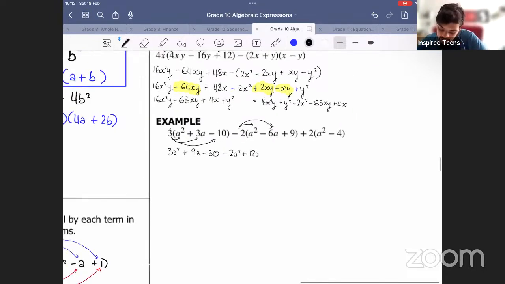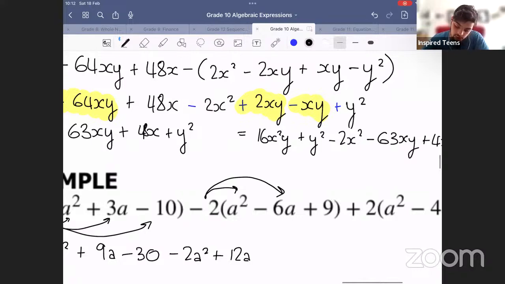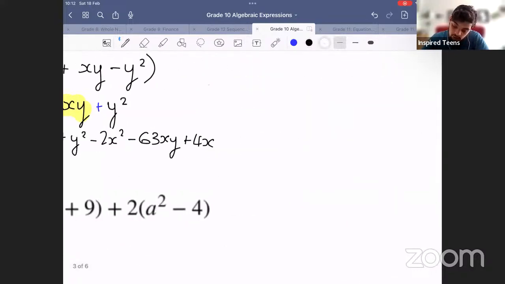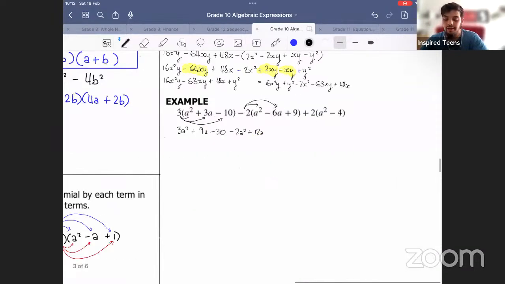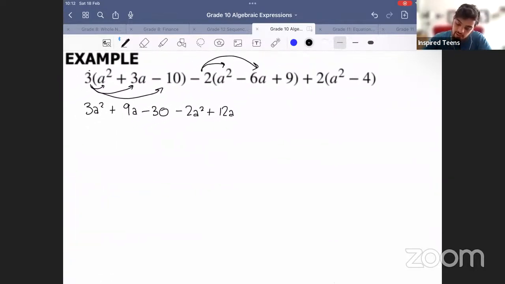How did we get 4x? A good question. How did we get 4x? 48x, sorry. Just took it down wrong. Okay, sorry. Yeah, again, sorry for the errors.